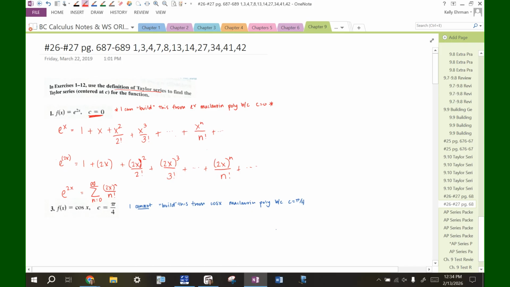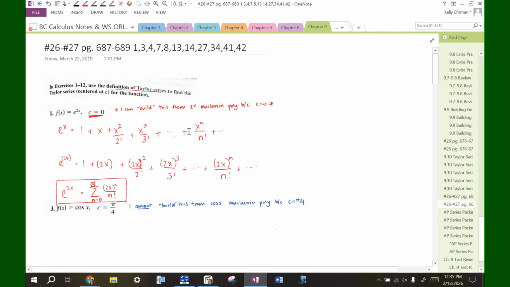So if you plug in 0, 2x to the 0 is 1 over 0 factorial. And remember, 0 factorial is 1. So I do get that first term. If I plug in 1, I get 2x to the first over 1. So yeah, this is generating the correct terms. It's just good to always do a mental check of that. So there's the Taylor series.